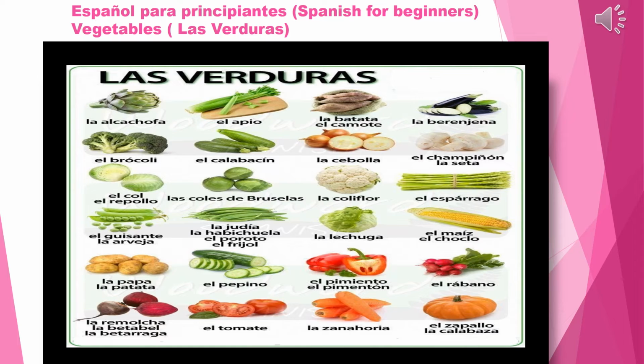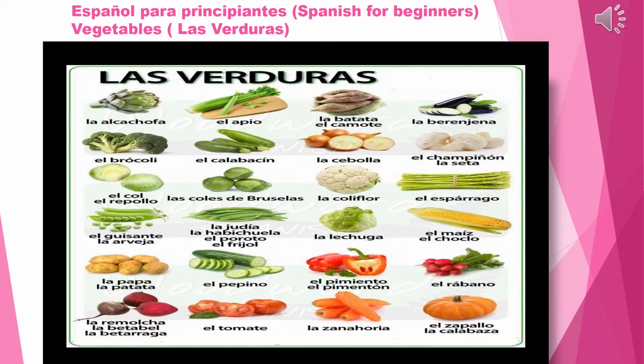In English, it's lettuce, but it's what you use for salad. You mix vegetables and you make salad. So la lechuga. El maíz. So el maíz, well, it's normal. El maíz is maize, but if you say el choclo, that can be corn. El choclo. Anyway, whenever you use that, you can use the two. El maíz, el choclo.